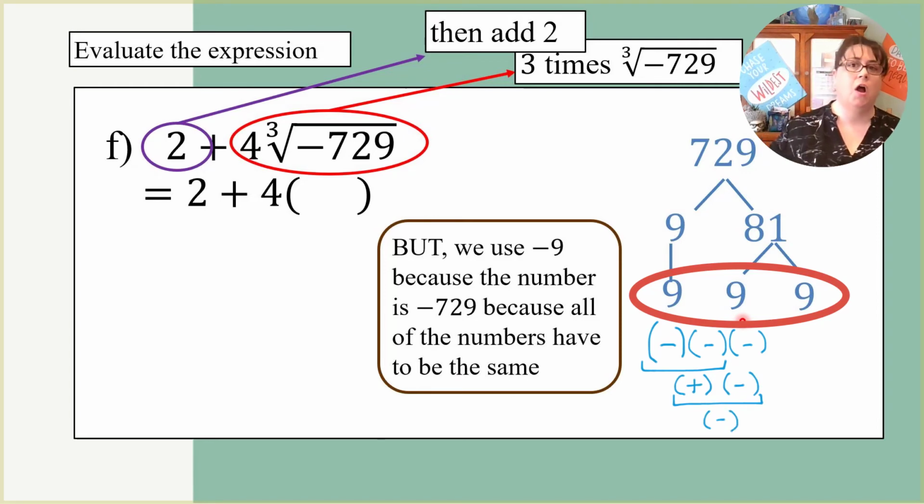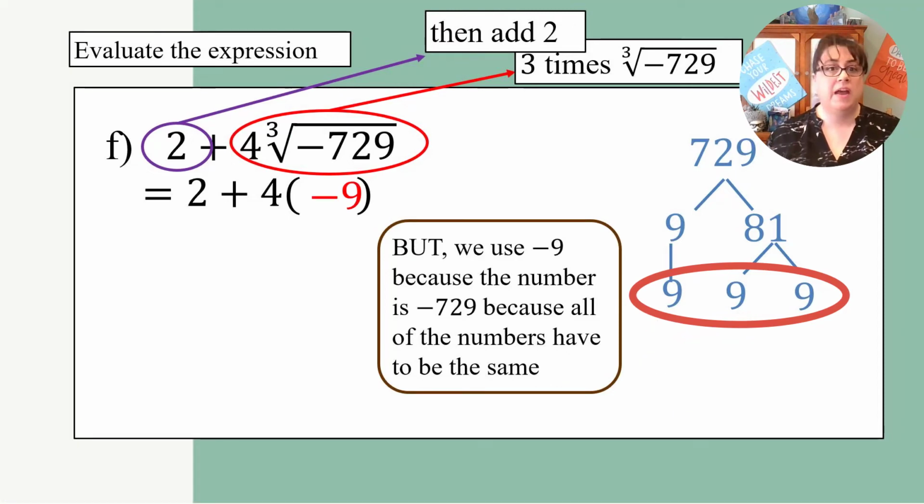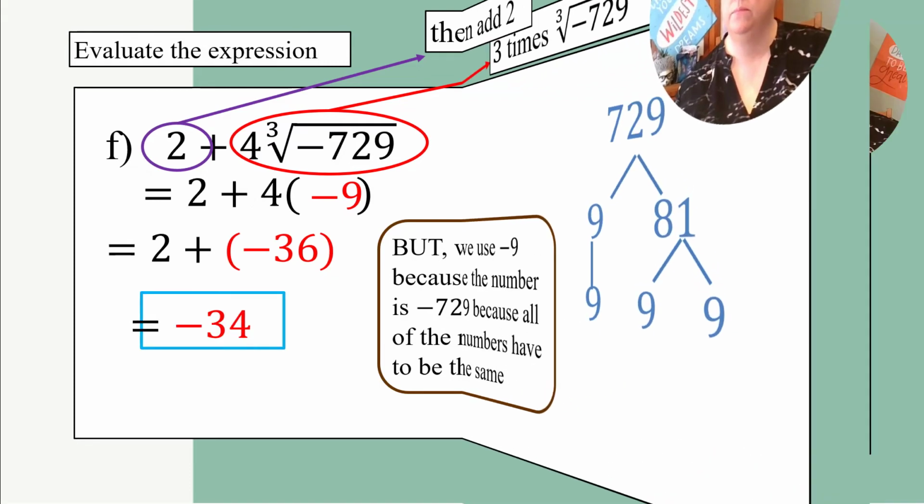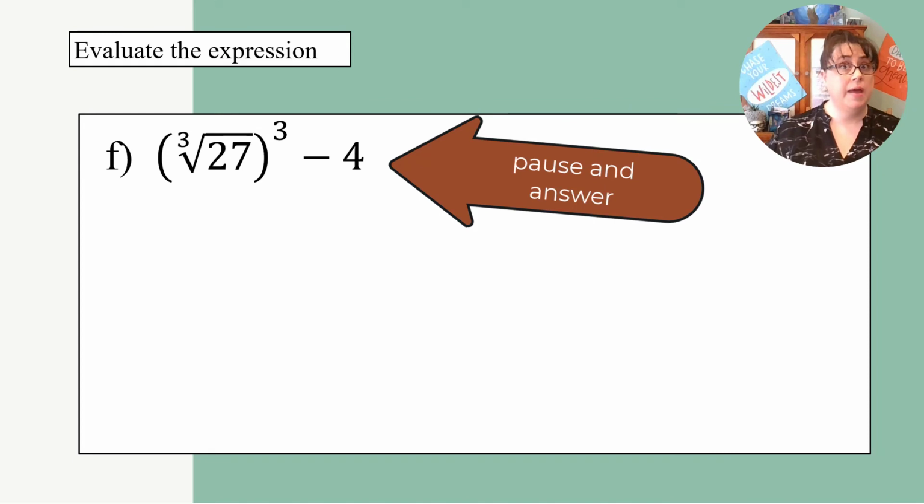And this is true for all cube roots. Whenever I have any cube roots, this is going to be true. So I'm going to replace it with a negative 9. So now 4 times negative 9 is a negative 36. So it's 2 plus a negative 36, which is negative 34. So why don't you go ahead and pause this one and try it on your own and come back and see how you did.